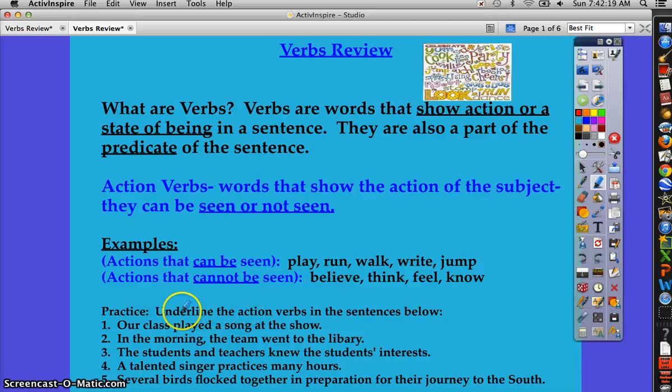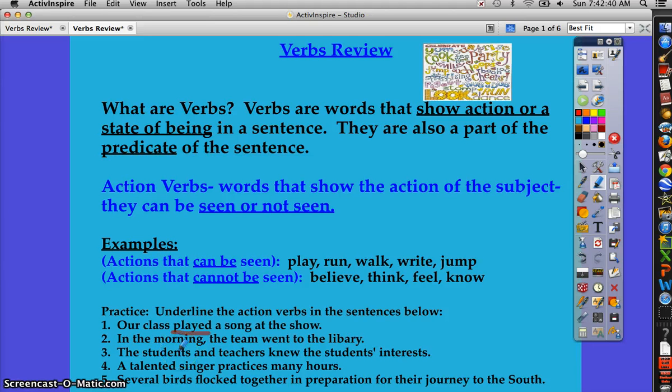So in the directions of the practice section, it says underline the action verbs in the sentences below. Let's take a look at number 1. Our class played a song at the show. If we think about what was happening in the sentence, the class was playing, so played would be the verb. That would be a clear action verb you could see as well.